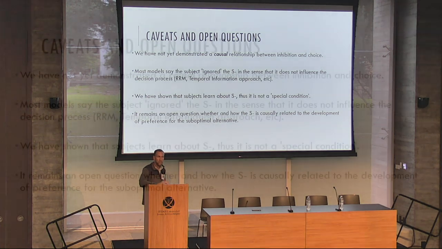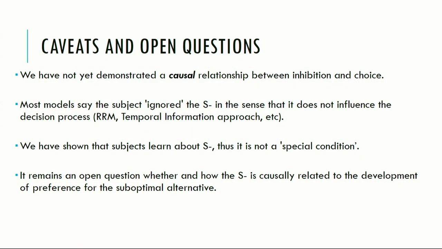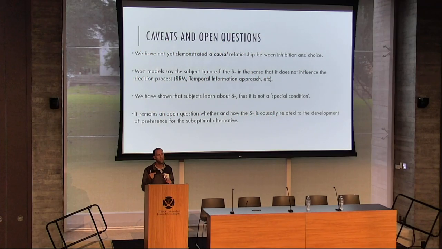This does have impact on some of the models that Valeria herself reviewed in the previous talk, where many of them say that as subjects develop a preference for the suboptimal choice, what they're doing is learning to ignore the S minus, in the sense that it doesn't influence the decision process. But we show that subjects do learn about the S minus. They learn, in fact, that it has negative value. It subtracts from the excitatory value of another stimulus. Therefore, it doesn't seem to be a special condition. And so it remains an open question whether S minus's inhibition is playing some causal role in the development of suboptimal choice. And I will leave it there.